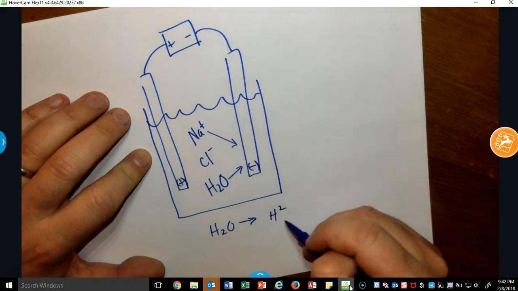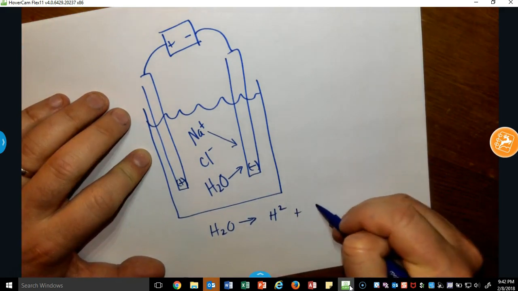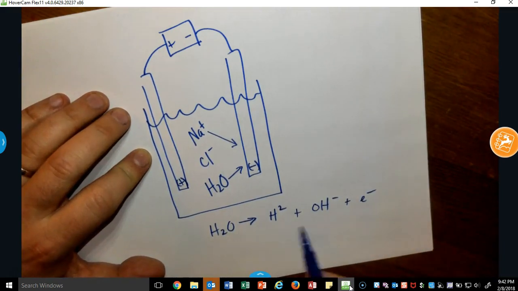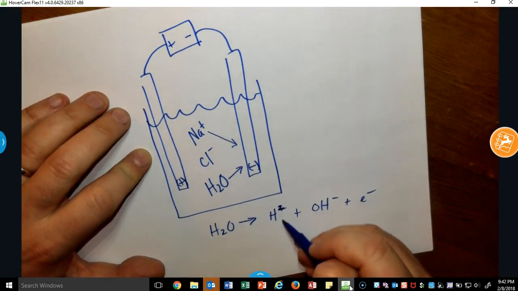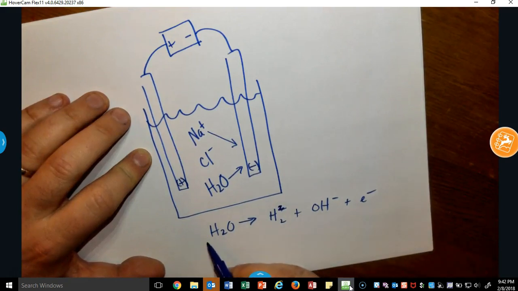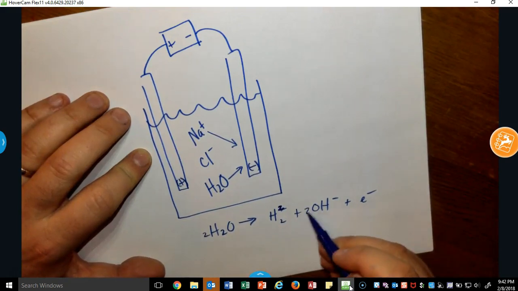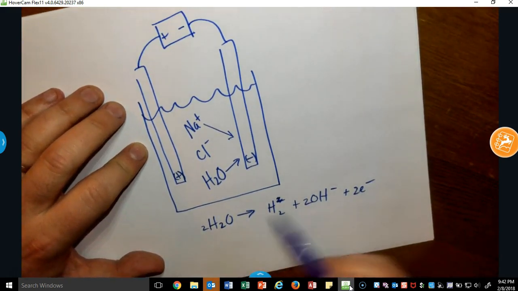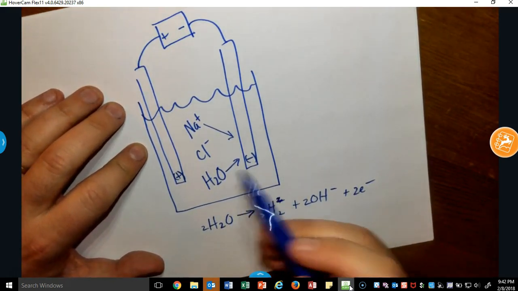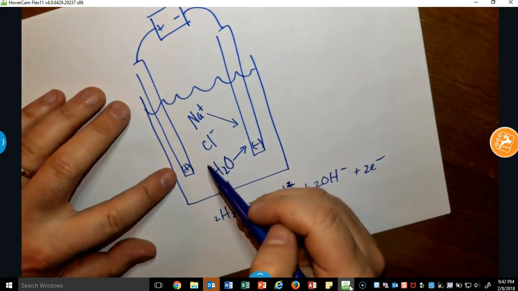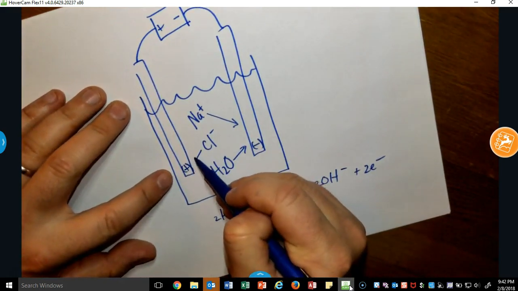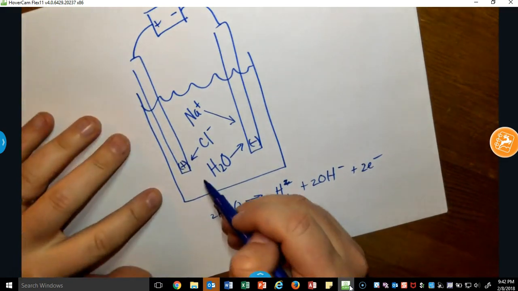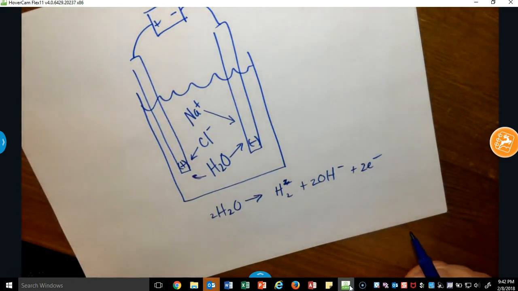So that means we have to balance. Why did I write the 2 up there? Okay, so that is the process we have occurring at the cathode. Now at the anode, we could either oxidize chloride or oxidize water.